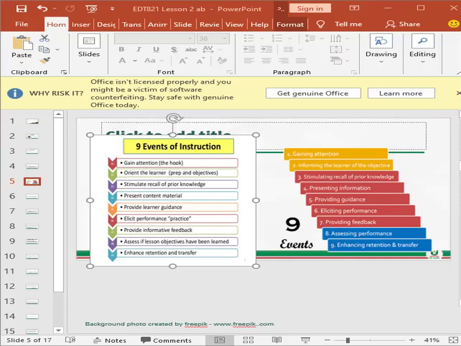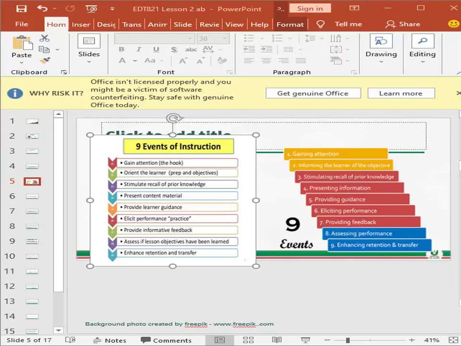Also, we have assess if lesson objectives have been learned. This has to do with assessing performance. The teacher requires more learners' performance and gives feedback in order to reinforce learning. So there's need to test to determine if the lesson has been learned. You can also give general progress information about the individual students.